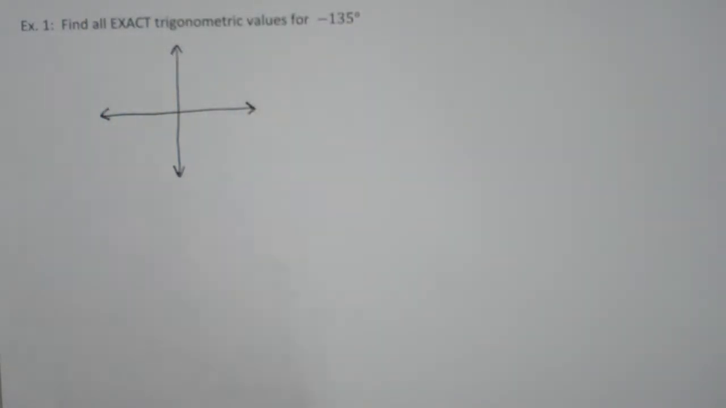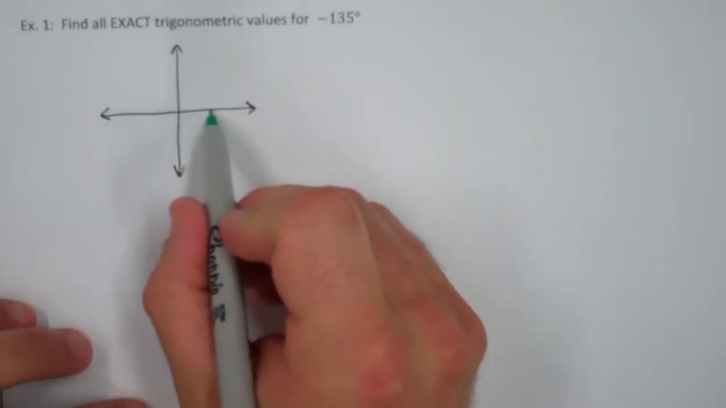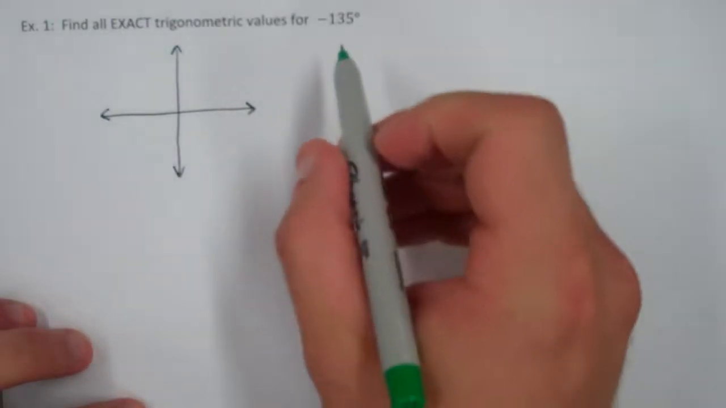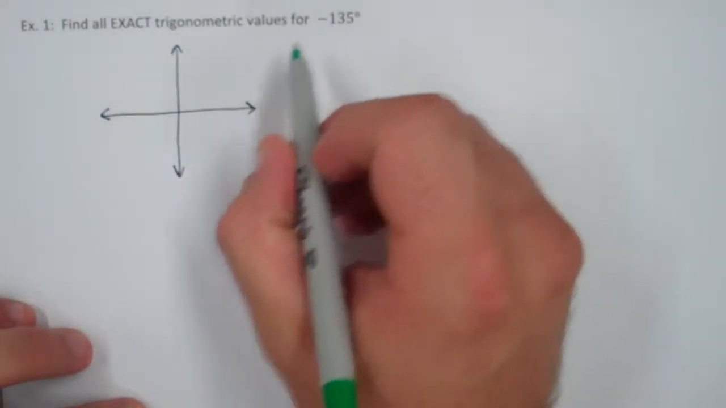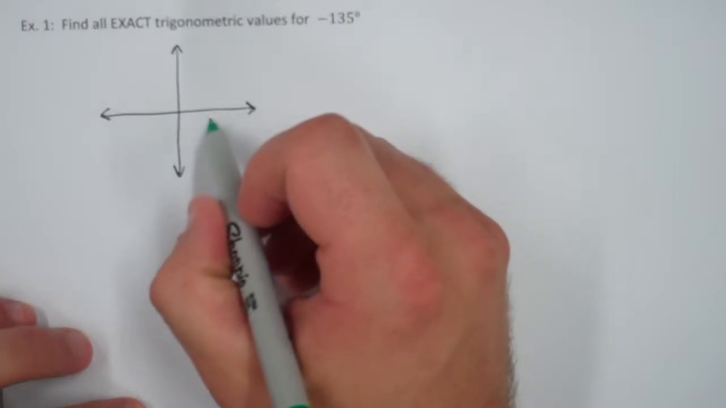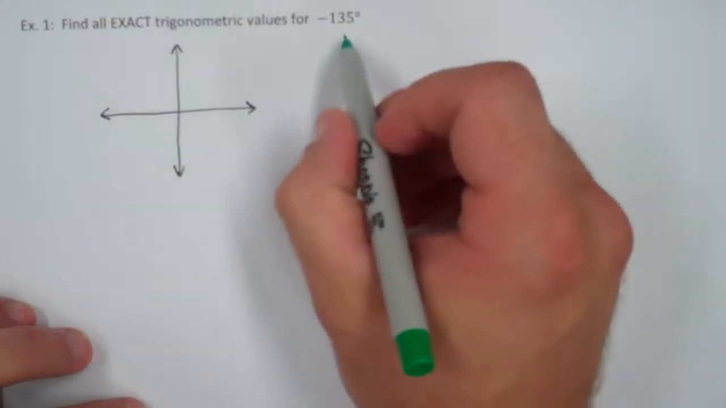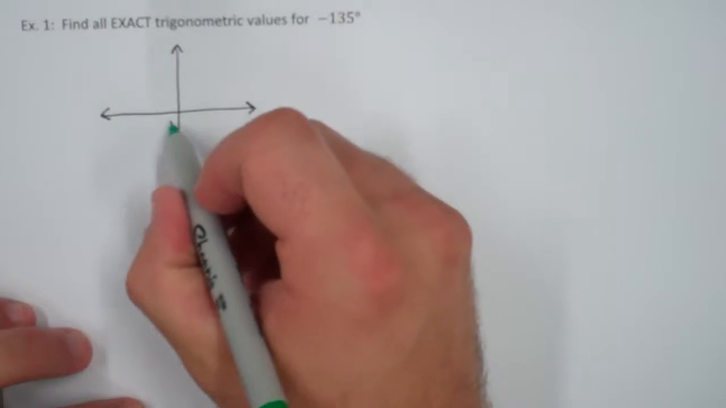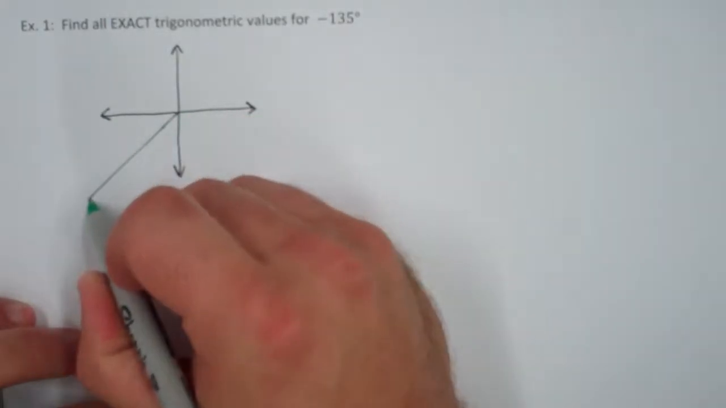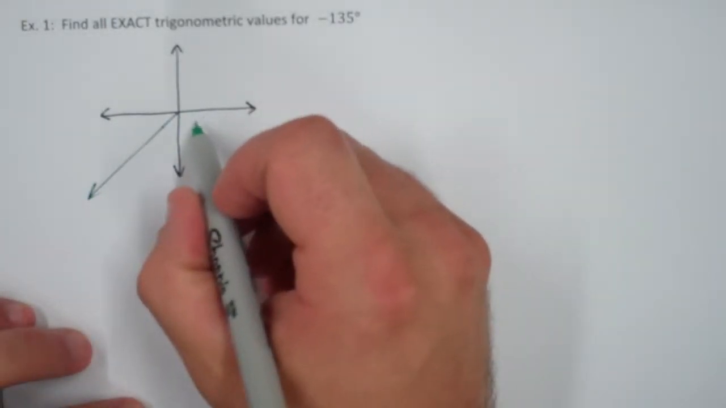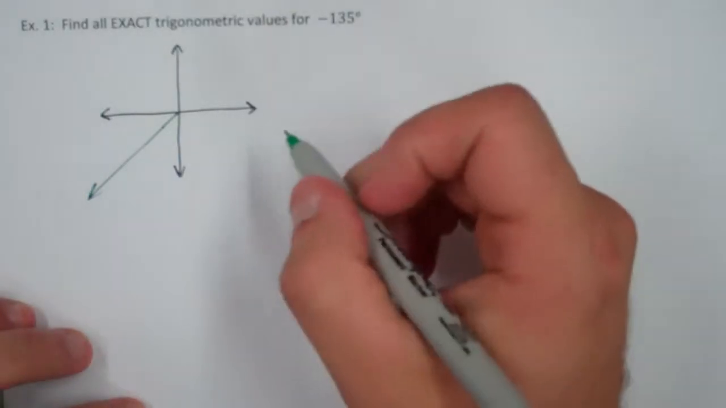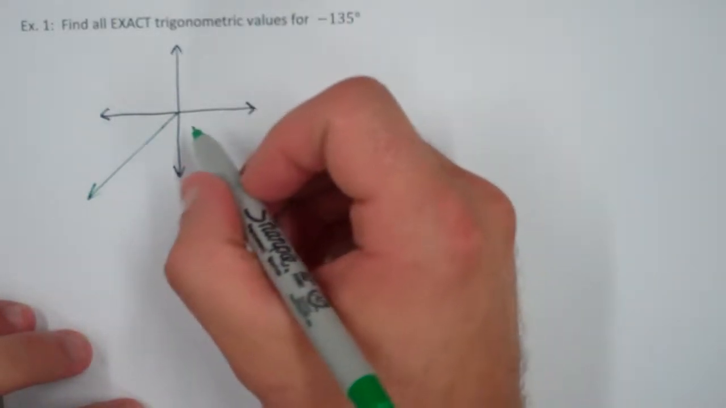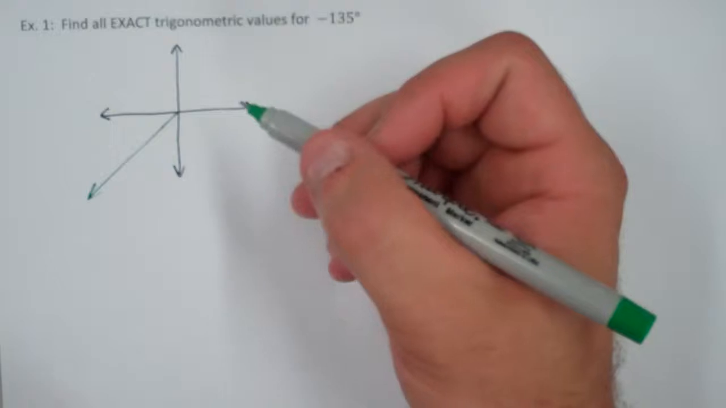We remember that the initial side is on the positive x-axis. This negative 135 means rotate down first, or in the clockwise direction, by 135 degrees. So 135 degrees is going to be right here, or negative 135 degrees. There are a few different ways to tackle this problem.